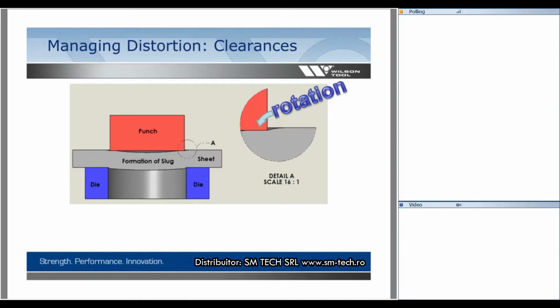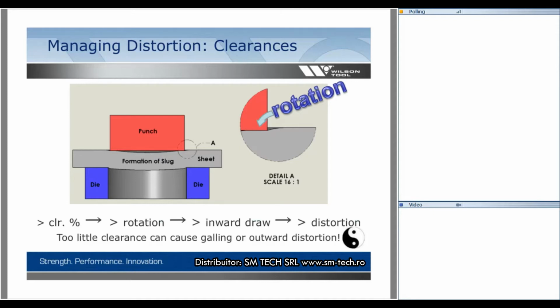Our die is bigger than our punch, so we have that natural rotation inward. Generally, it's going to pull, create a cupping action. So the larger the clearance, the more rotation you can expect, the more inward draw. So we're going to get a cup distortion. But if you start micromanaging and you get to a smaller clearance, you can go too far and you can create a bow, so a different distortion. Or here you can cause galling on your punch. So as we make those changes, be aware. At some point it's going to go in the opposite direction and cause other problems.